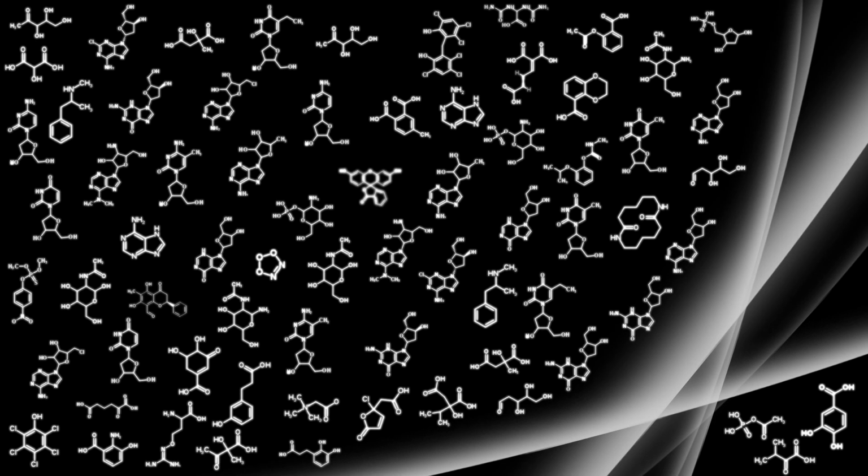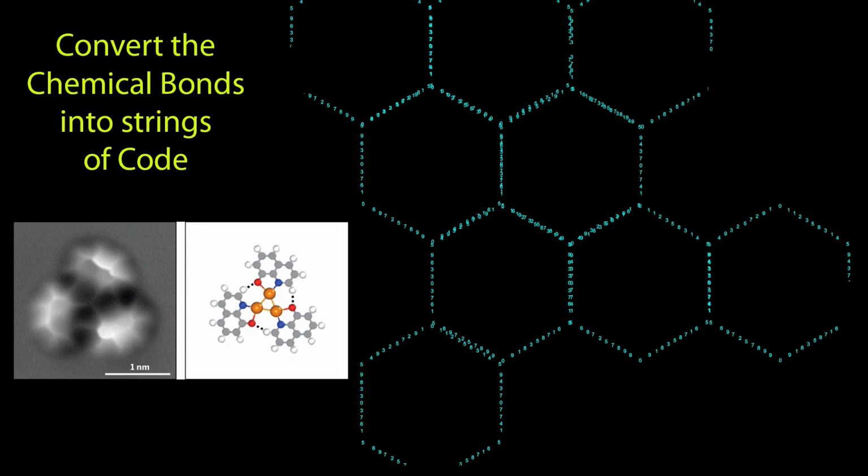I need help studying this, as I am not familiar with chemistry or molecular biology. But I hope you can see the potential of being able to take these chemical bonds and convert them into a string of code. It could change our entire understanding of the entire atomic world.